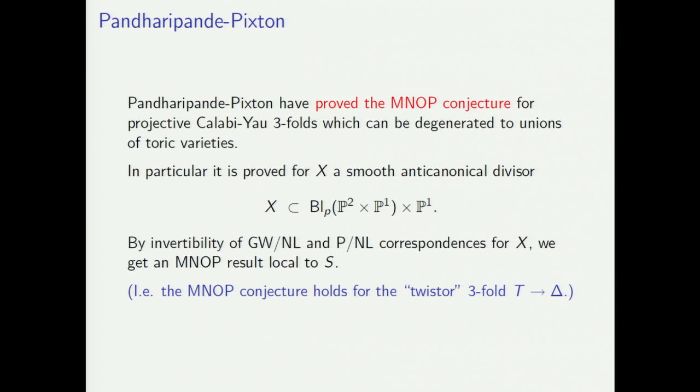Okay? So for the X I chose, I can relate the Gromov-Witten invariants to the stable pair invariants, and via these Noether-Lefschetz correspondences, I can relate both of those to the Gromov-Witten invariants of the K3 and the stable pair invariants of the K3. And because I chose X to have invertible correspondences, I can actually get an MNOP conjecture for the invariants of S. All right? So the upshot of all this is that the MNOP conjecture actually holds for this sort of local twistor threefold. The invariants of S, stable pairs or Gromov-Witten, are the same.